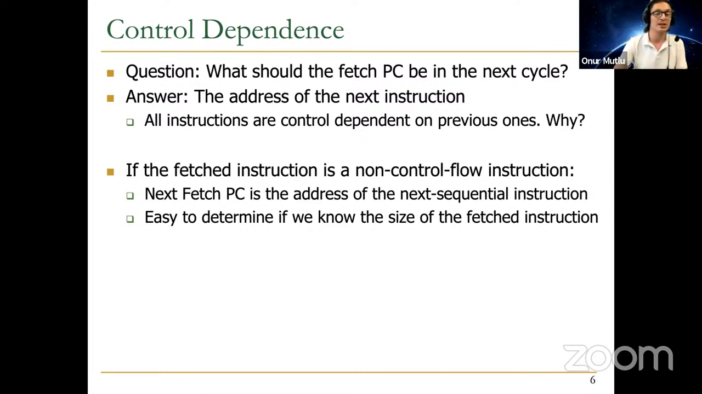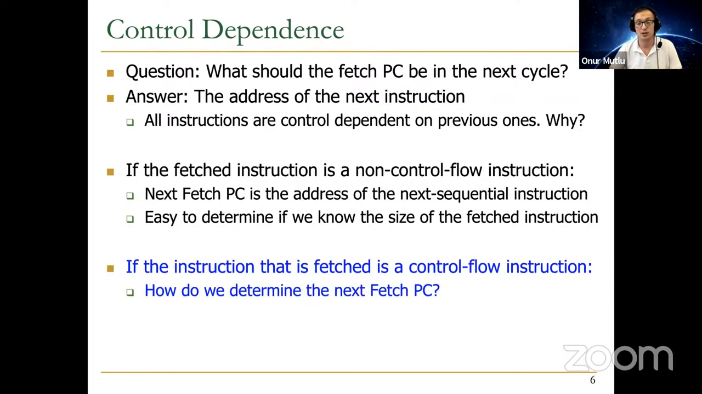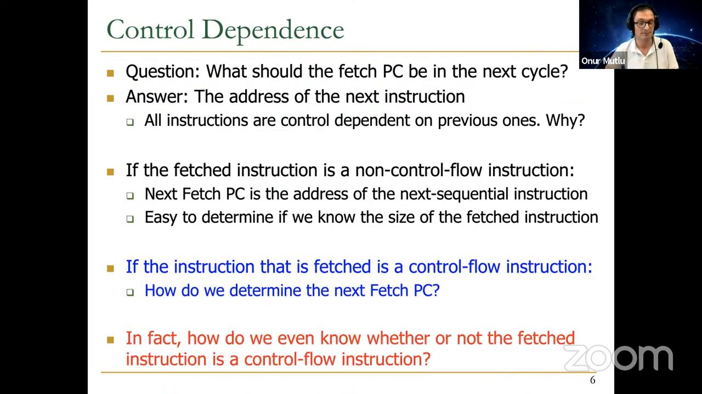Okay, so this becomes a problem even when the fetched instruction is not a control flow instruction, if your ISA is not nice, such that you don't know the size of your instruction. But of course, it's a bigger problem if the instruction that's fetched is a control flow instruction, because you haven't even executed the instruction. You don't know whether it will be a taken branch, if it's a conditional branch. And how do you determine the next fetch PC? You need the next fetch PC the next cycle immediately, right? It's not like you have a lot of time to determine it. You need it at the end of the cycle so that you can have the full next cycle to access the instruction memory with the next fetch PC. I mean, we don't even know whether the fetched instruction is a control flow instruction.